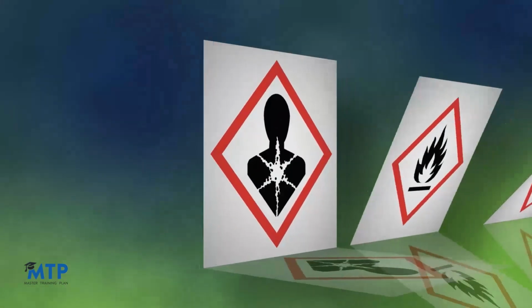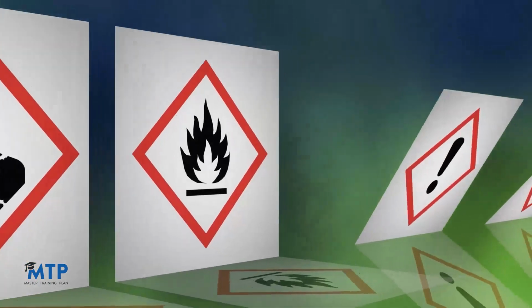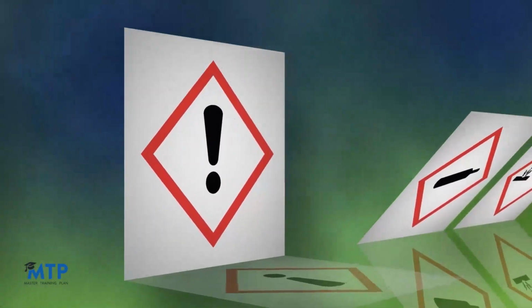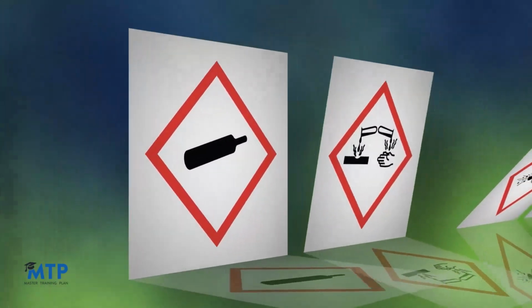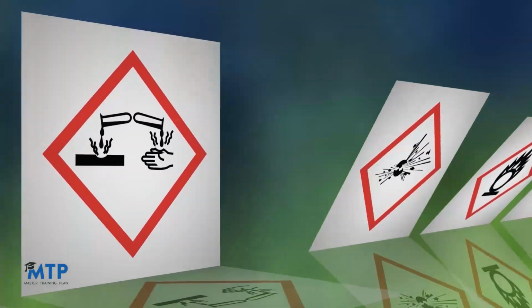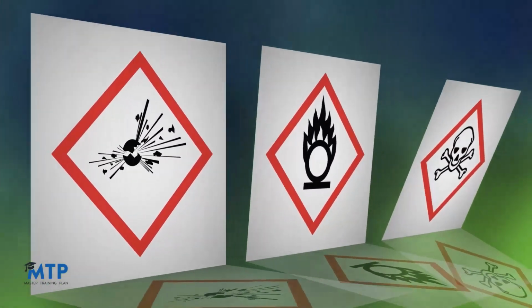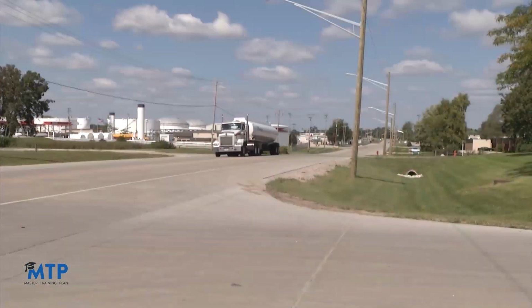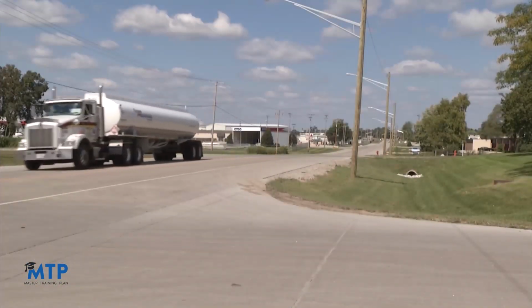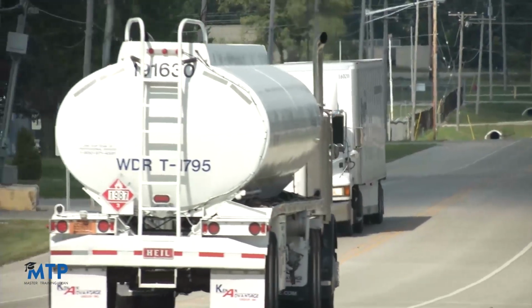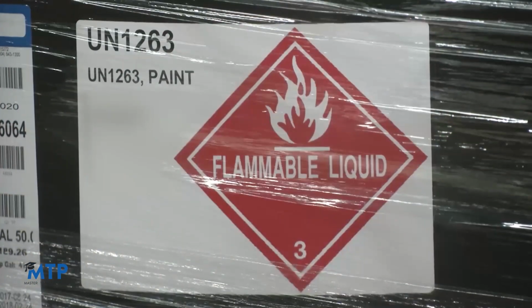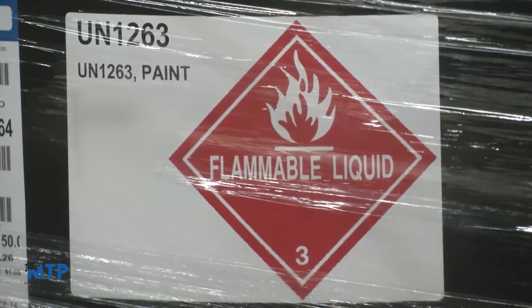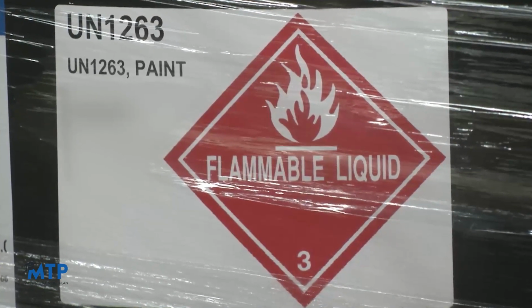They include health hazard and flame. The exclamation mark is used for various hazards. You may see a gas cylinder or symbol for corrosion. There's also an exploding bomb, flame over circle, and skull and crossbones. The U.S. Department of Transportation, or DOT, requires different labels for the transport of chemicals. It's important to know that GHS pictograms do not replace the DOT labels.